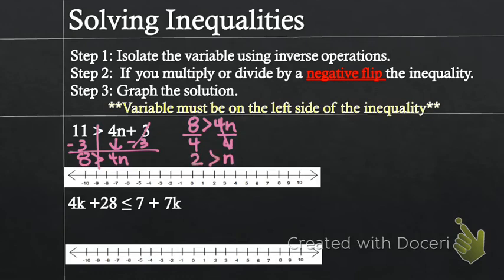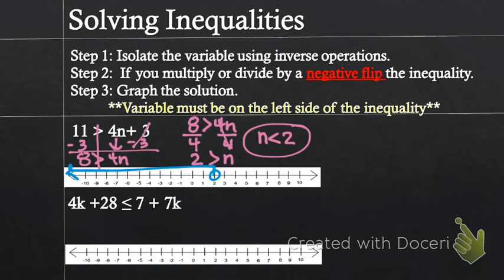Okay, remember we want to have our variable on the left side. So I'm going to put my n. If you notice, it's pointing to the n, so I'm going to keep it pointing to the n and my 2. So now I know I have n is less than 2. We have a less than symbol, so we have an open circle, and n is less than, so I'm going to shade all the numbers to the left because all those numbers are less than 2.